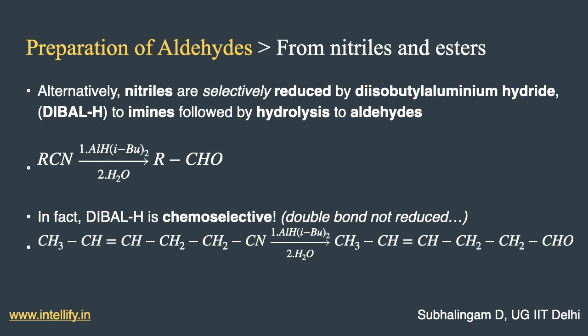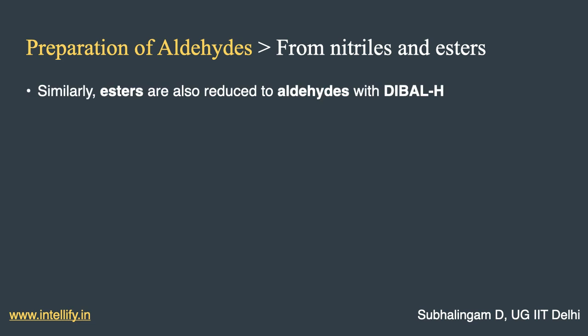In fact, DIBAL-H is chemoselective, that is the double bond is not reduced in the example that I have given here. CH3CH=CHCH2CH2CN, when I subject it to DIBAL-H, the double bond is retained. So this compound is useful when we need to reduce cyanide to CHO when there is a double bond like this. Similarly, esters are also reduced to aldehydes with DIBAL-H. So ester RCOOR' with DIBAL-H followed by hydrolysis I get RCHO.